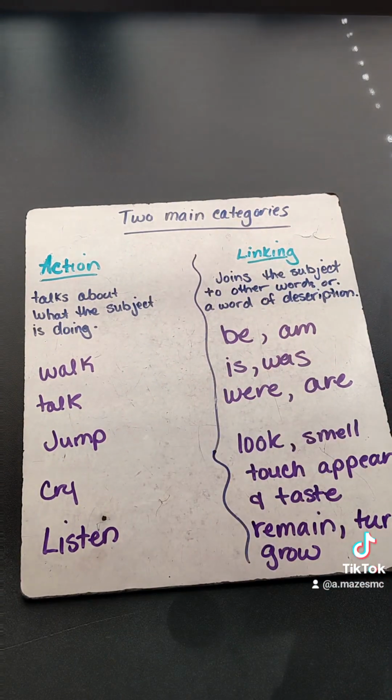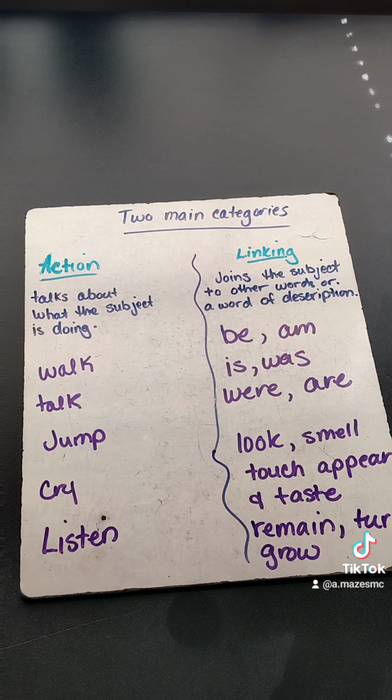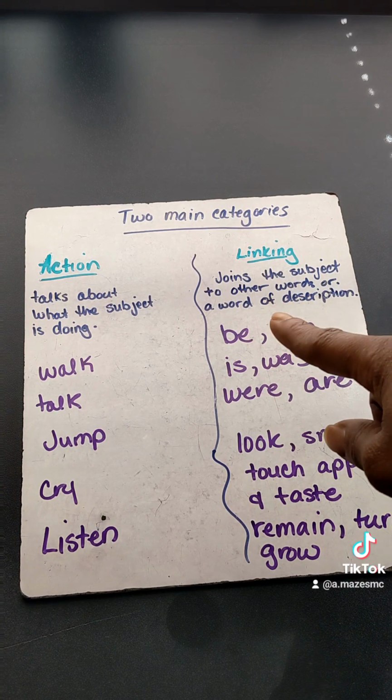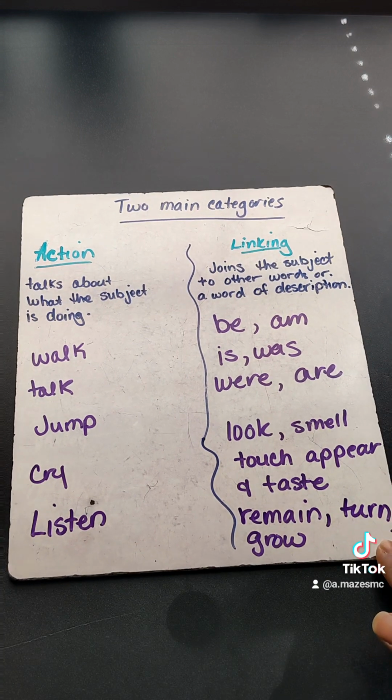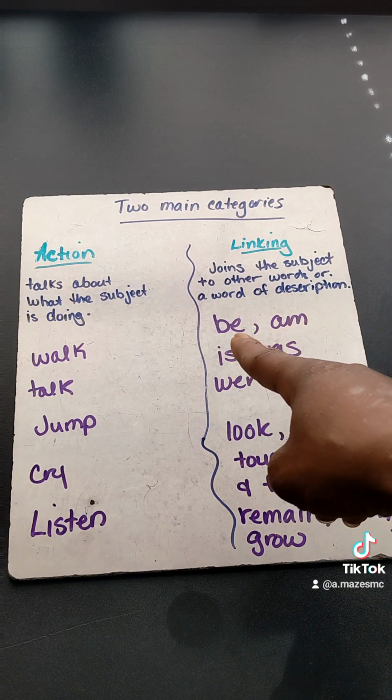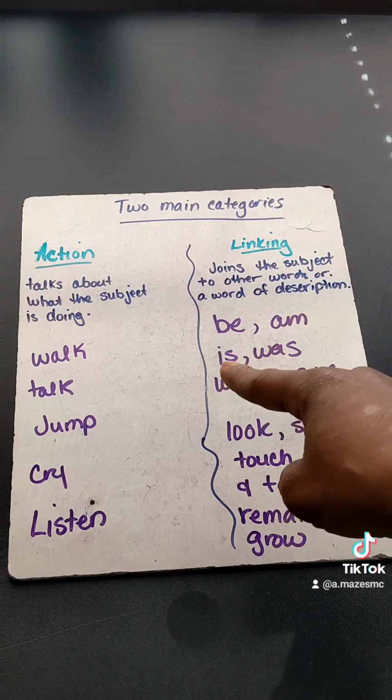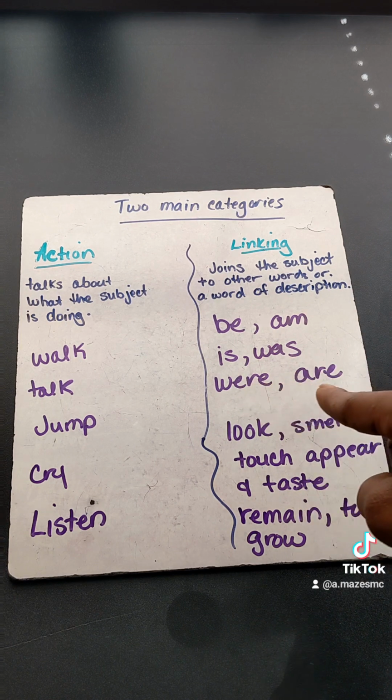All right, there are two main categories of verbs. You got action verbs. They talk about what the subject is doing. So that's pretty simple to understand. You got walk, talk, jump, cry, listen. Then you got linking verbs, those auxiliary ones we were talking about. They join the subject to other words or words of description. Adverbs, adjectives. So you got be, am, is, was, were, are.